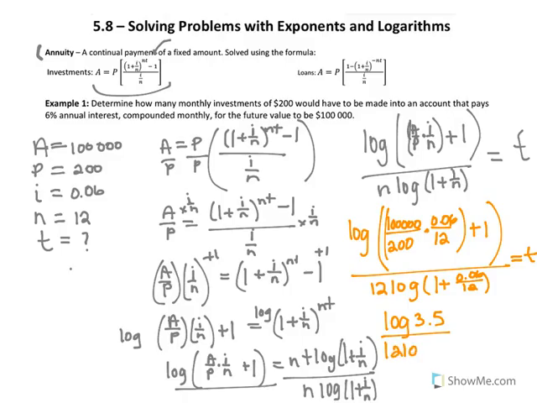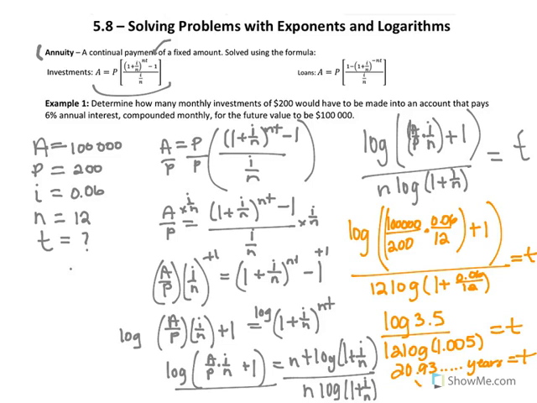Over 12 log of 1.005 equals t. And you should get 20.93 something. And that answer that you're getting is years. It's going to take you 20.93 years. So without clearing your calculator screen, type log of 3.5 divided by 12 log 1.005.